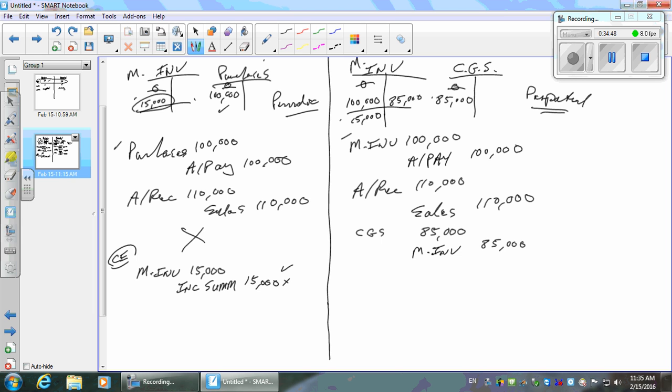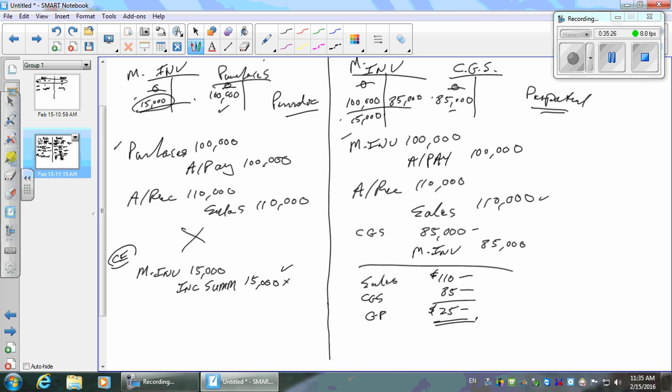So this is going to work really good, and here's how we're going to do it. If I was doing perpetual, I would show my sales on my income statement. How much was my sales, you guys? 110. See that? And then I do cost of goods sold. Well, I already know what my cost of goods sold is, don't I? How much is it? 85. Everybody agree with that? So what would my gross profit be? 25. Take away my operating expenses and my income tax expense, I get my net income, wouldn't it? Everybody agree?